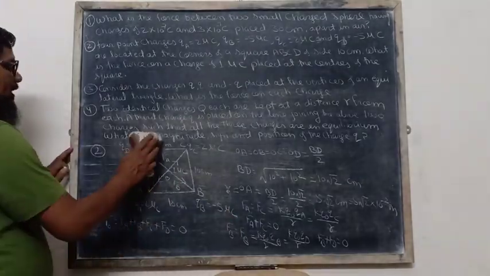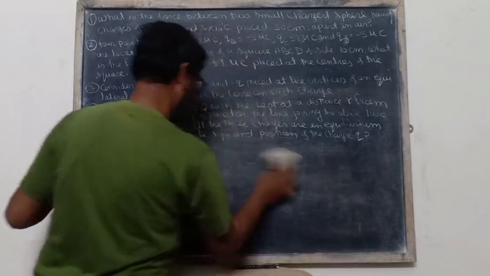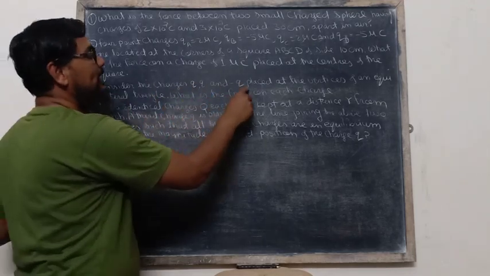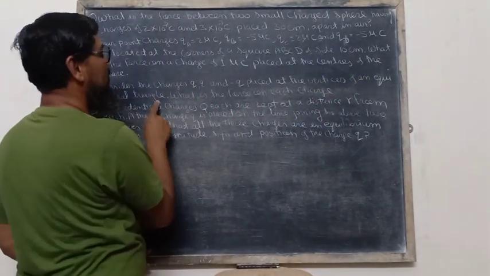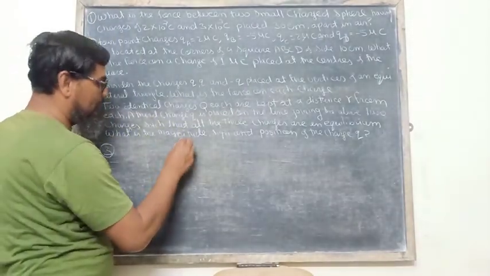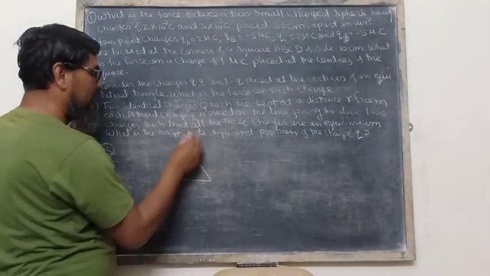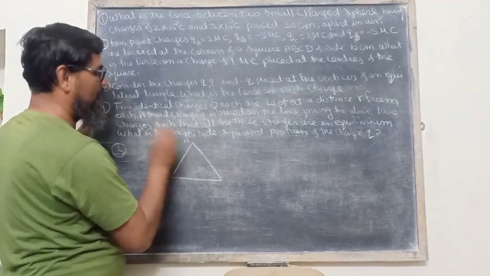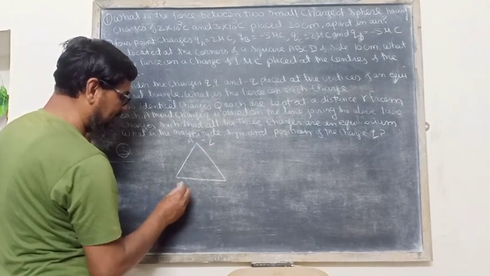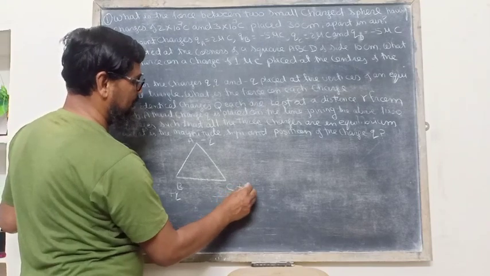Now we shall discuss question number 3. Consider the charges Q, Q and minus Q placed at the vertices of an equilateral triangle. What is the force on each charge? So for the answer of question number 3, we draw a triangle. It is also based on the superposition principle of Coulomb force. This is vertex A and this is minus Q charge, and this is vertex B, this is plus Q charge, and this is vertex C, this is also plus Q charge.